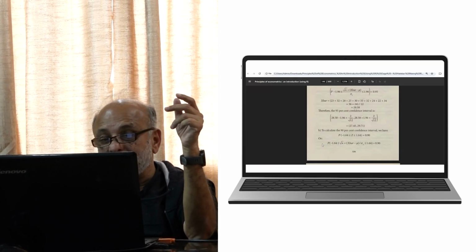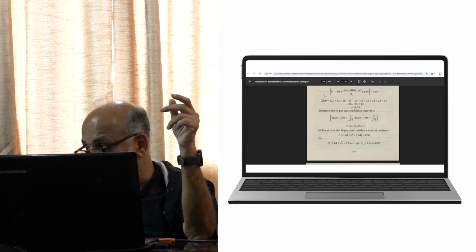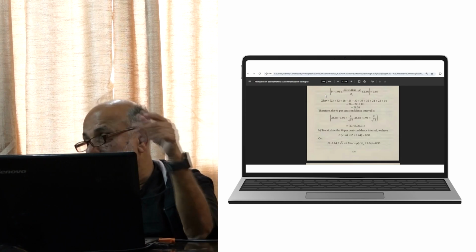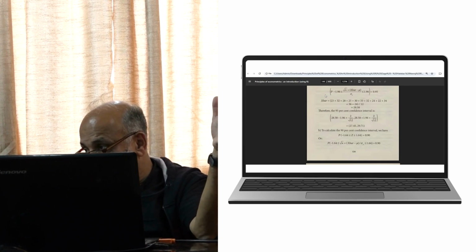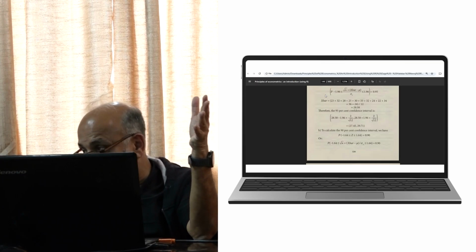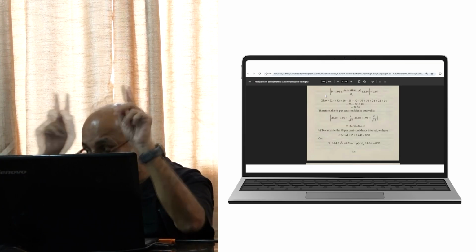The P should be outside the bracket; the book made a typing mistake and put the P inside. That's a typo in that book. It should be outside the bracket, which is the probability that the standard normal lies between minus 1.96 and plus 1.96 is 0.95. The probability is that.